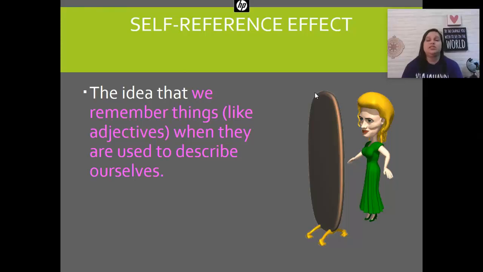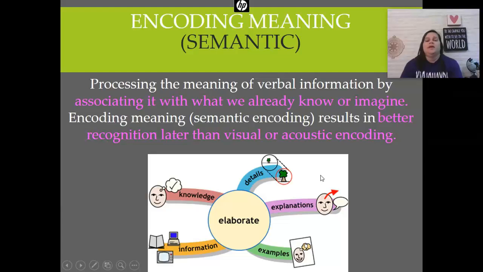Other effects that help us to encode information: the self-reference effect says that we tend to encode and remember things better that refer to ourselves. So if we're looking at a list of adjectives, then adjectives that apply to ourselves would be ones that we're more likely to remember.